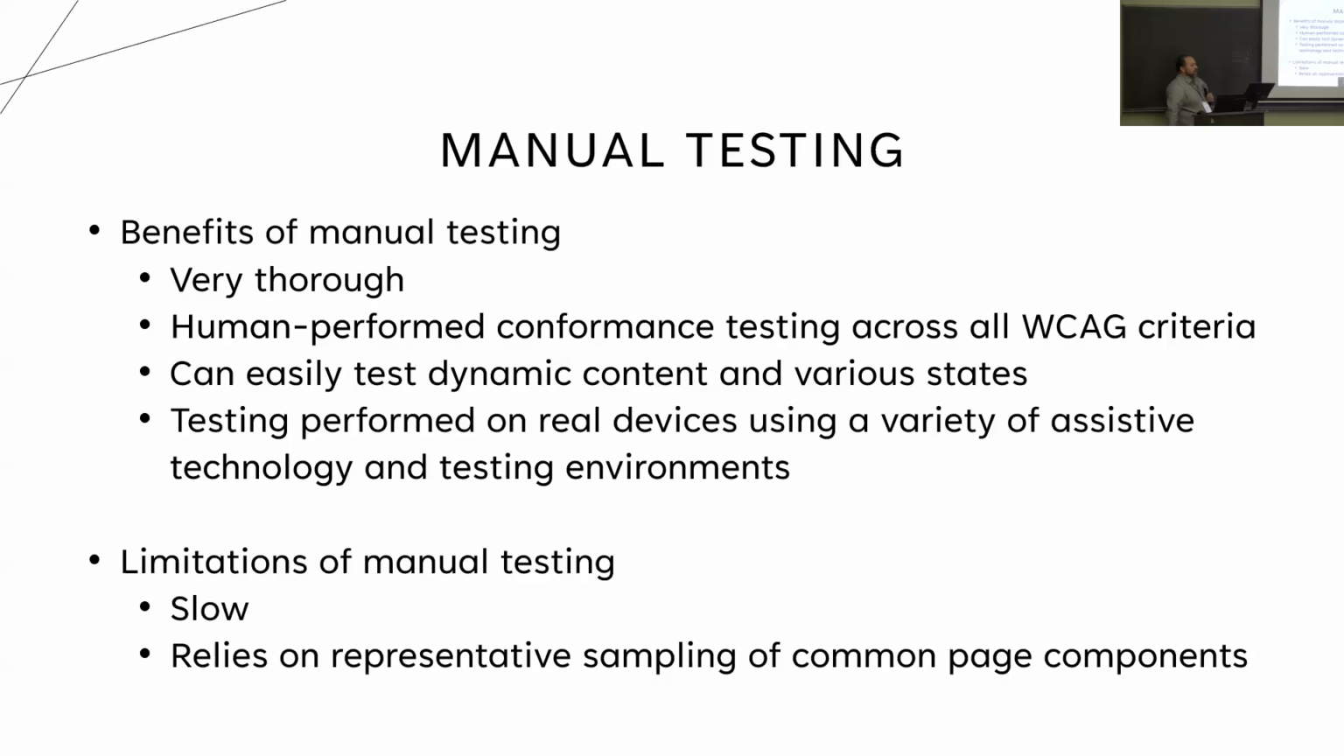But the limitation of manual testing is that it's really slow. It's not unusual for us to spend 6 to 8 hours on a page, going through all the different assistive technologies and again, touching every single element on that page. And it relies on representative sampling. So we take a subset of pages of your site, manually test them, and then we expect our customers to take those results and apply all those fixes to the rest of their site. I always say that those results don't live in a vacuum.